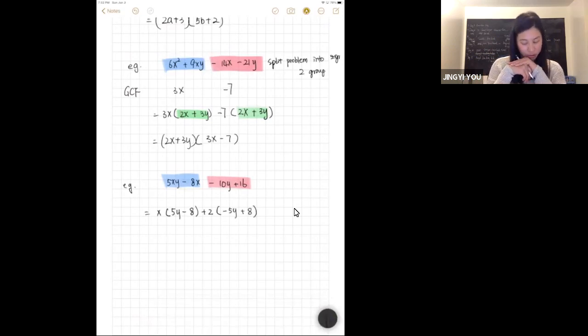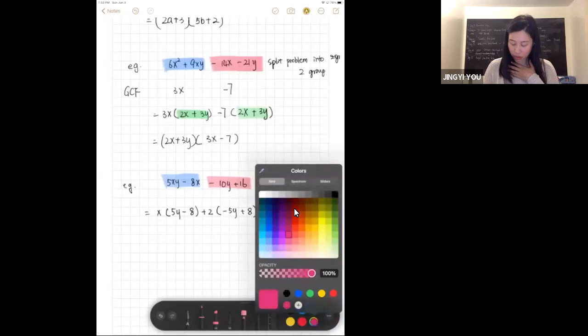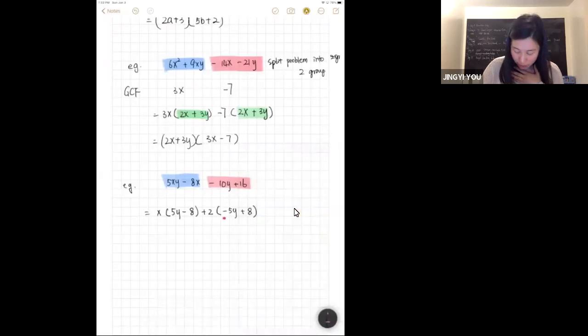Something's not right here. They look quite similar, but there's a little bit of difference. I have 5y minus 8 on the first group, and then the second group is negative 5y plus 8. So what happened here is they have different signs, because here I have a positive 5y and then a negative 8. So how can we turn this positive into negative, and negative into positive?